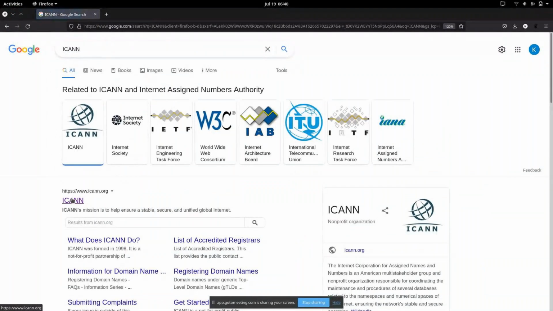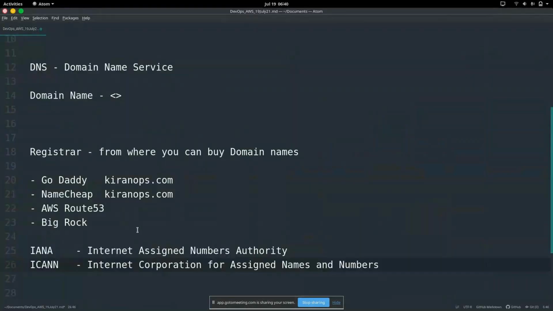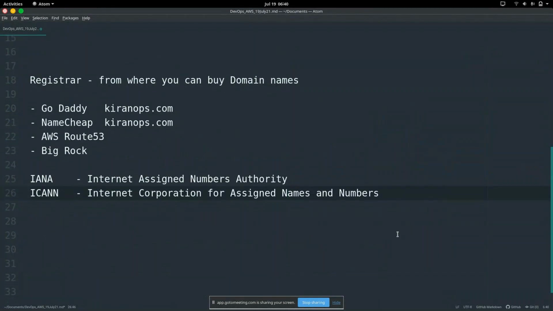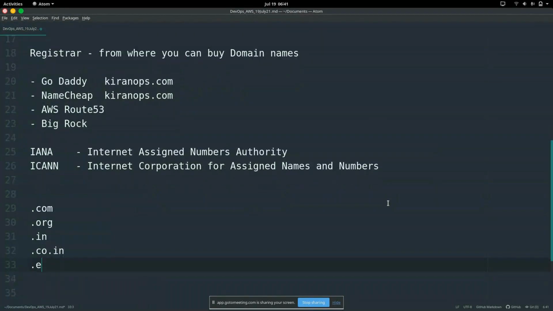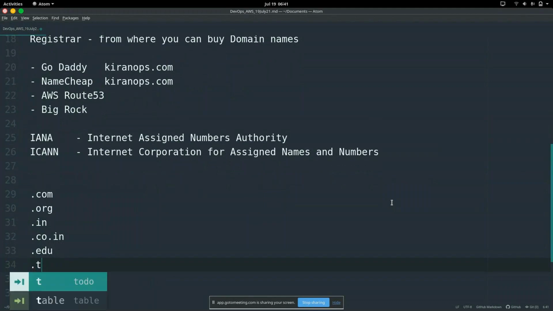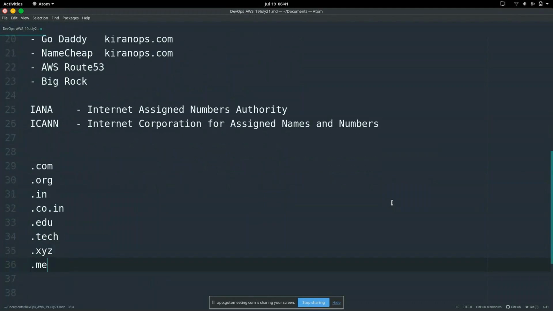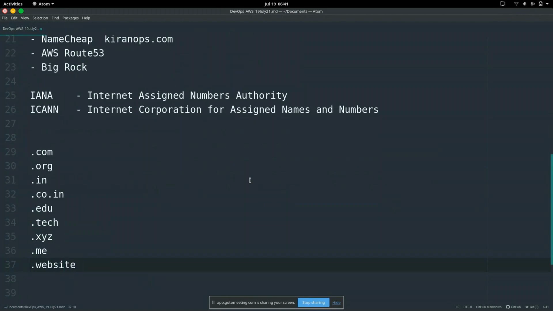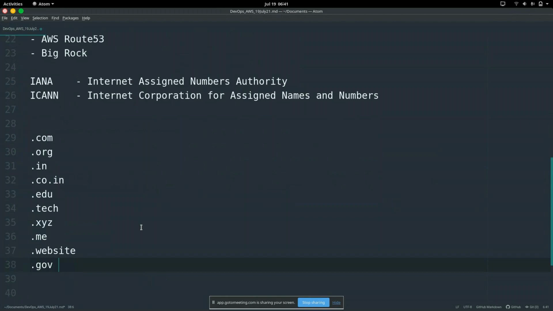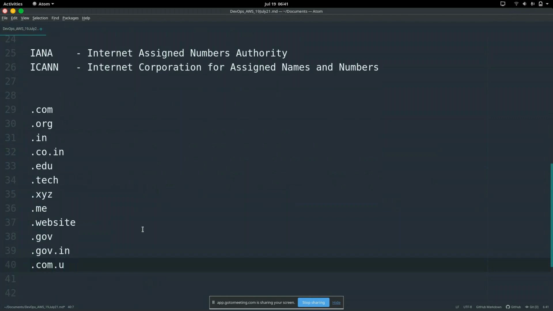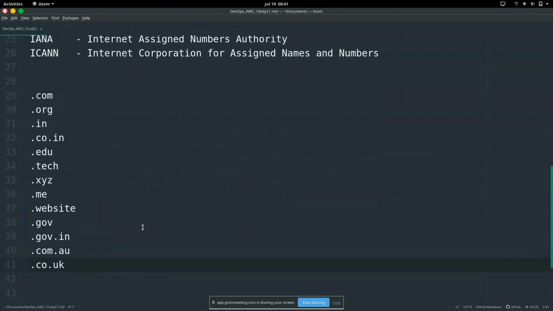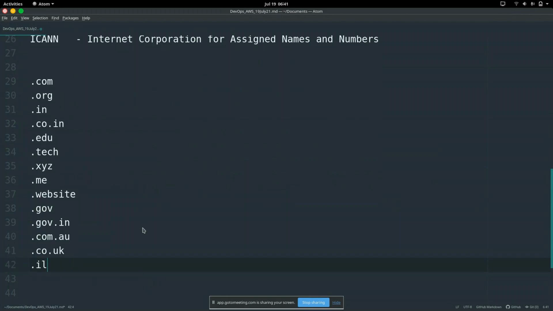So they decide what kind of top level domains are allowed, which are nothing but the .com, right, .org, .in, .co.in, .edu. What else do we have these days? We have everything: .tech, .xyz, .me, .website, you name it, you have them. .gov has been there for some time. You have .gov.in also, .com.au for Australia, .co.uk for UK, and .il for Israel. You name it, you have all these domains.